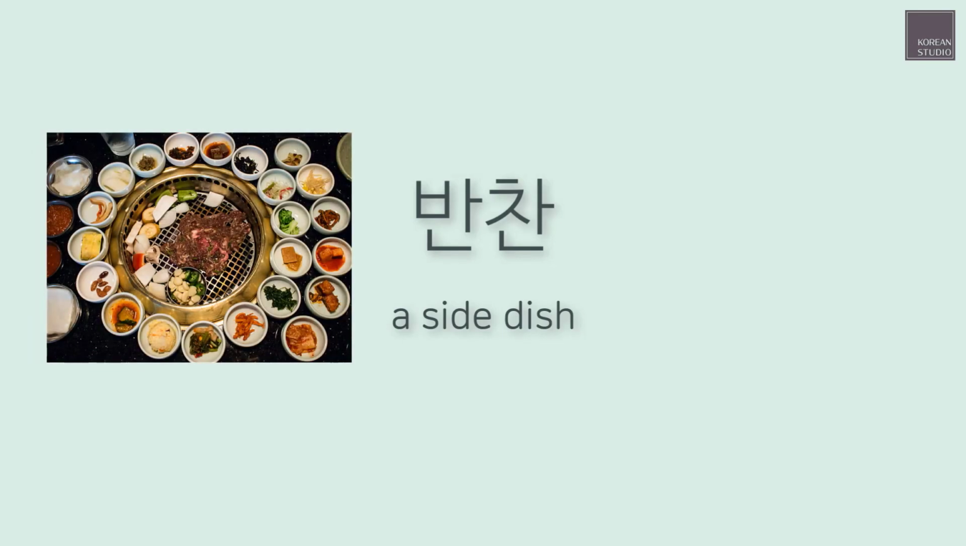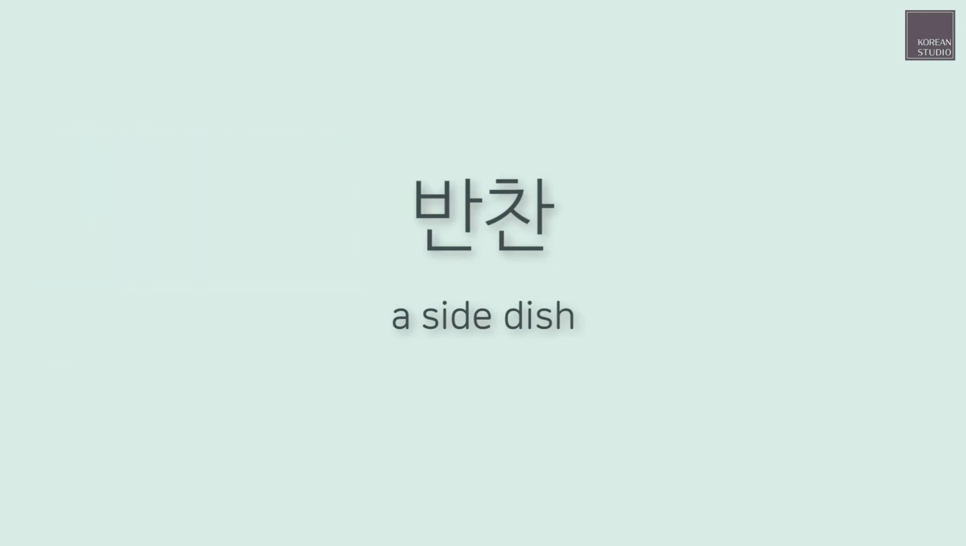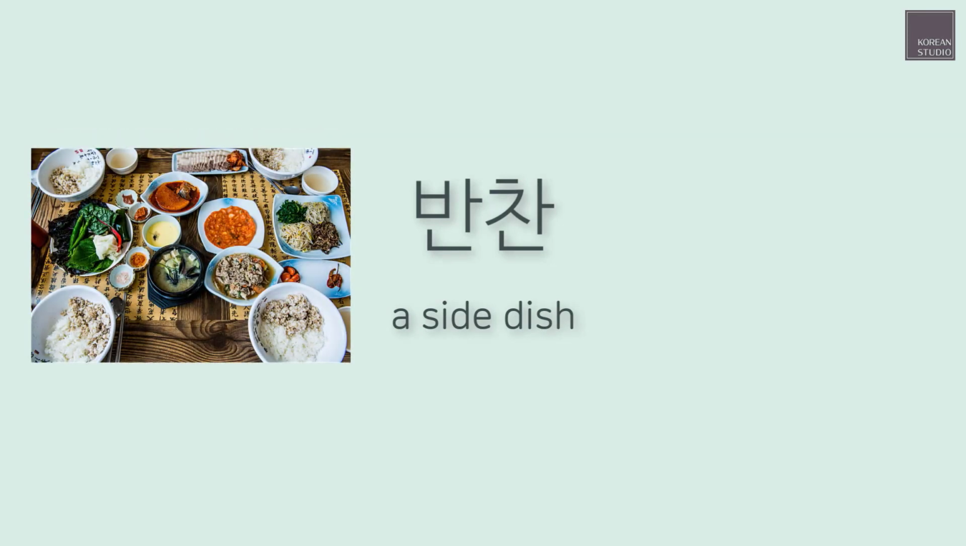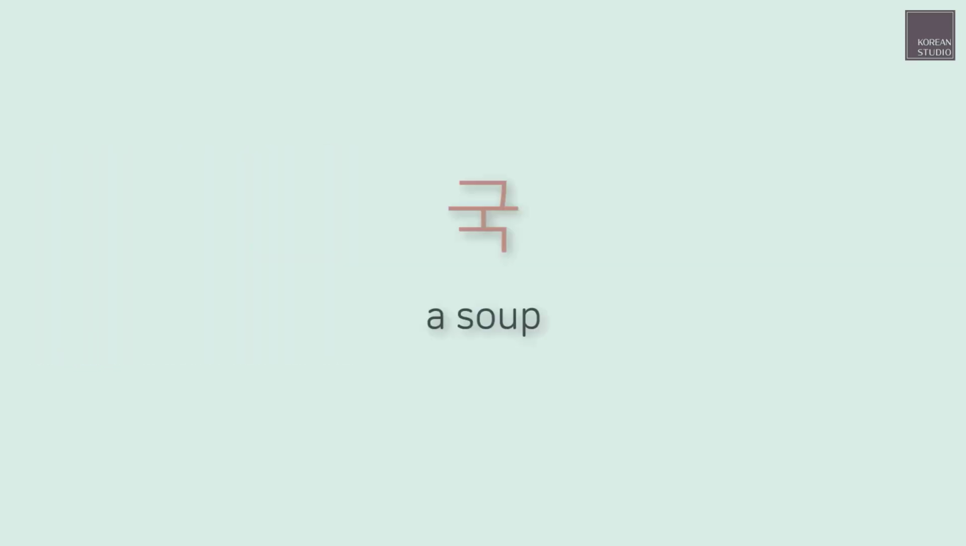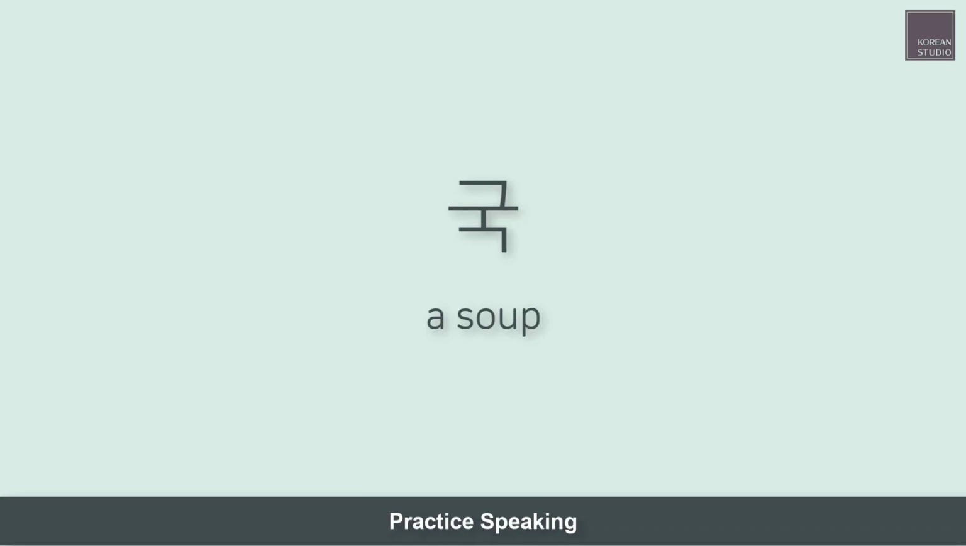So this is why when you go to Korean restaurants, you see so many small dishes on the table. Banchan is generally shared with other people, so they're put in the middle of the dining table. And everyone just eats from the same dish using their own chopsticks. Okay, so the next important element of a Korean dining table is the soup. And this in Korean is 국. Repeat after me. 국.